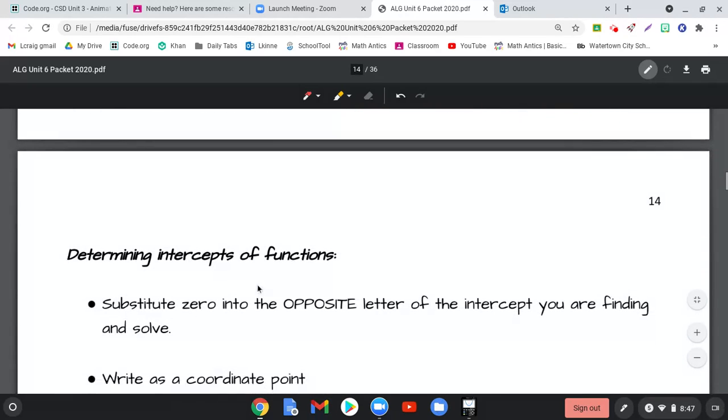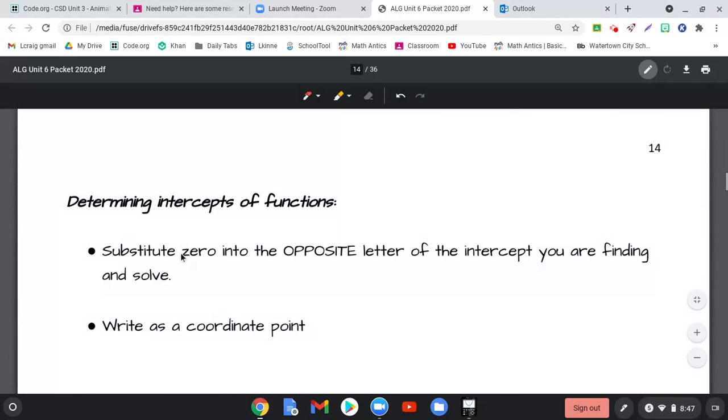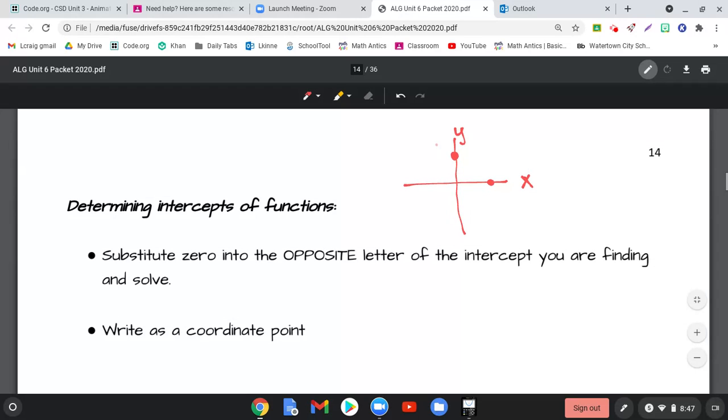The second part of this is determining intercepts. So basically, an intercept, we've talked a lot about the y-intercept. It's where your function's going to cross the y-axis. Well, we're also going to talk about the x-intercept, or zeros, roots. So if you see a line or any function, here's your y-intercept, here's your x-intercept.